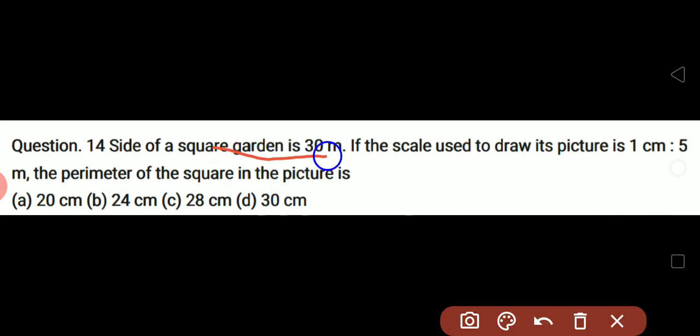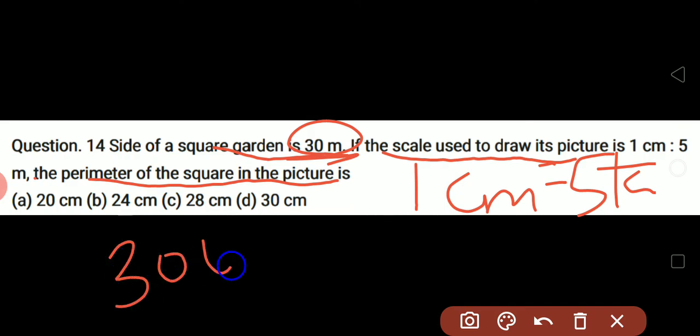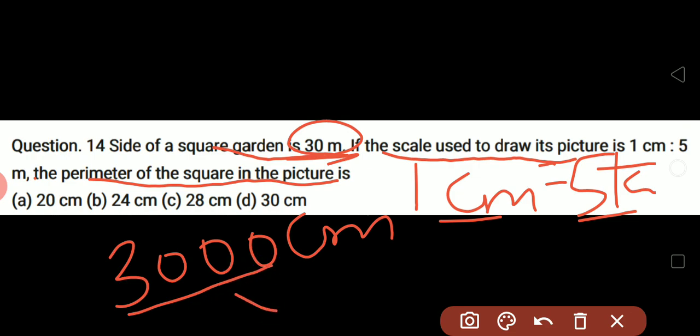Side of a square garden is 30 meter. If the scale used to draw its picture is 1 centimeter to 5 kilometer, the perimeter of the square in the picture will be, right? Here we have been given the side of the square is 30 meter, and the scale used is 1 centimeter for 5 kilometer, right? So you can change this 30 meter into centimeter. This is 3000 centimeter.